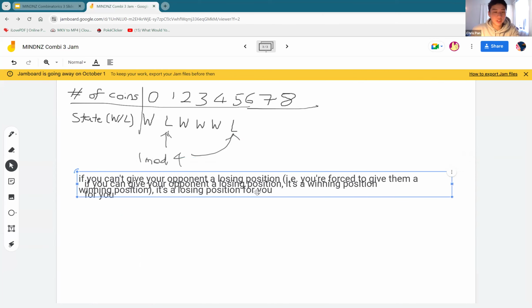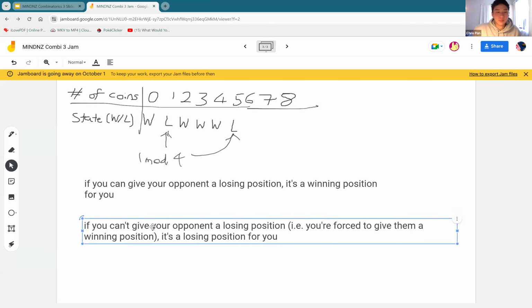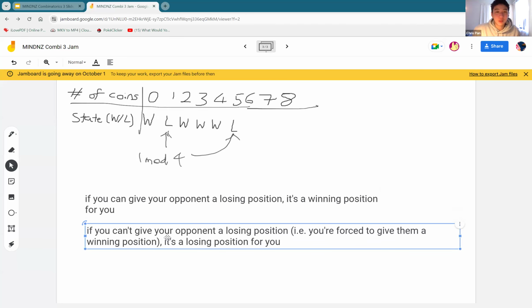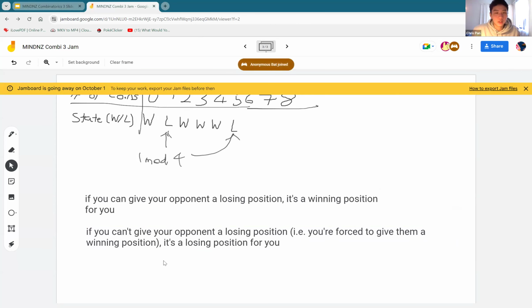Yeah, so this is the basic idea, right? If you can give them a losing position, it's winning for you. If you can't give them a losing position, well, it must be losing for you, right? Oh wait, did I say we're losing? I meant winning. Whatever. Hopefully that's clear.